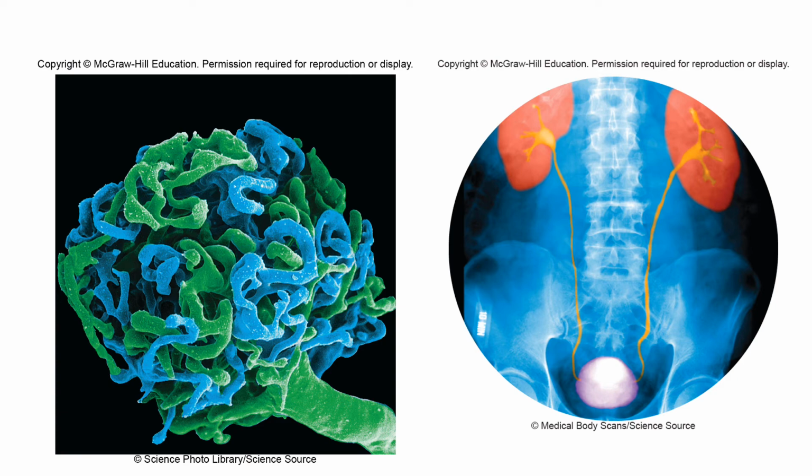What you're seeing here on the left is a glomerulus. If you were to fill the capillaries with a solid and then erode everything else around them, this is what you would find yourself with, something like that. And then, of course, you're looking at a dyed picture of the kidneys, ureters, and bladder on the right.